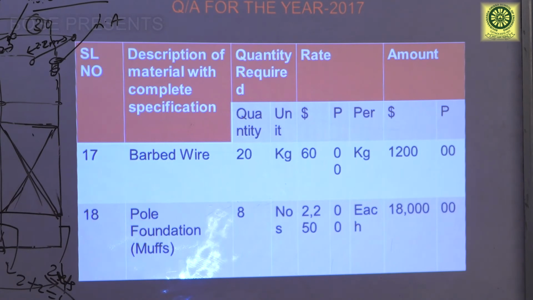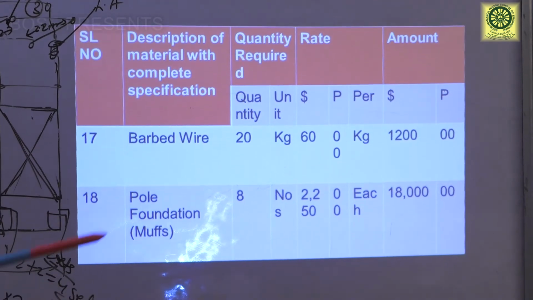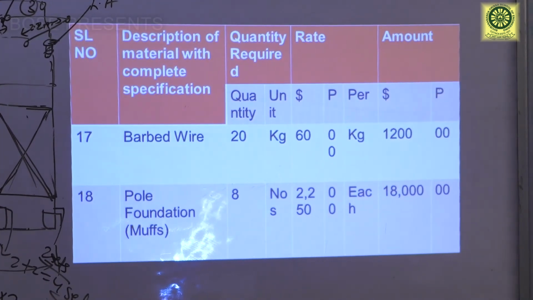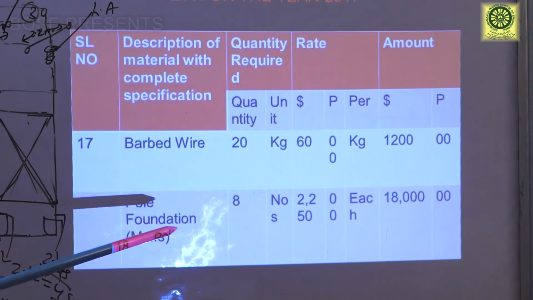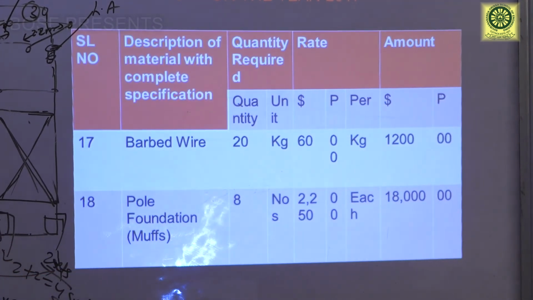Pole foundation mobs means for each structure, that is pole foundation mobs, that means to support the pole at the ground we are using the mobs. So here also mobs are used, and the pole foundation mobs 8 numbers, each cost 2250, and total will be 18,000.